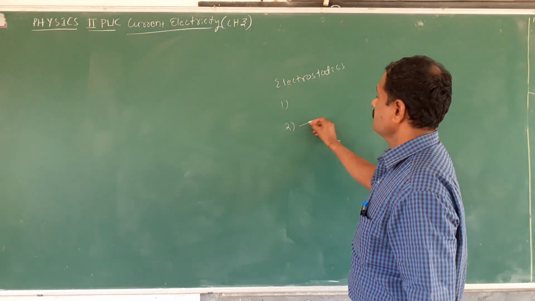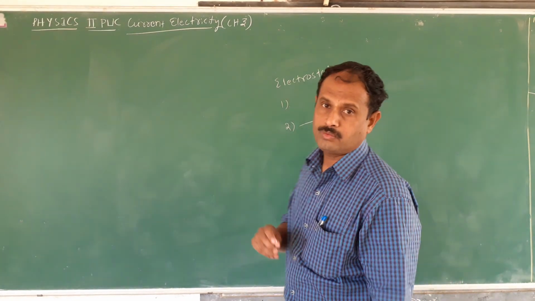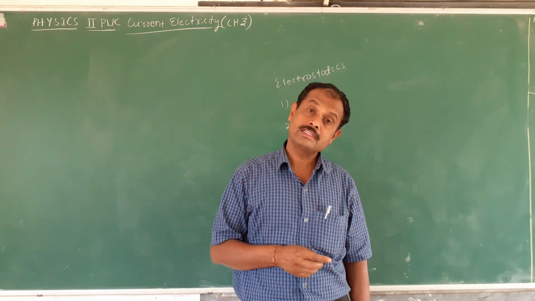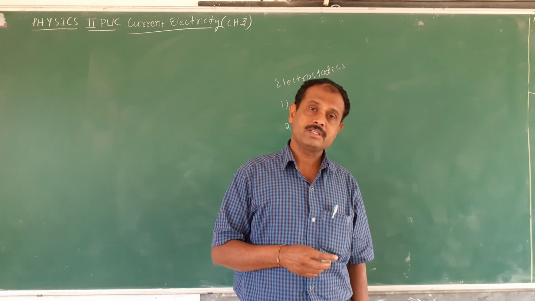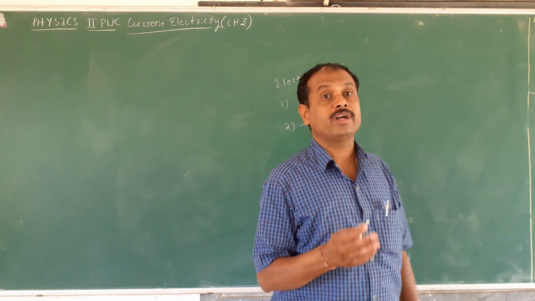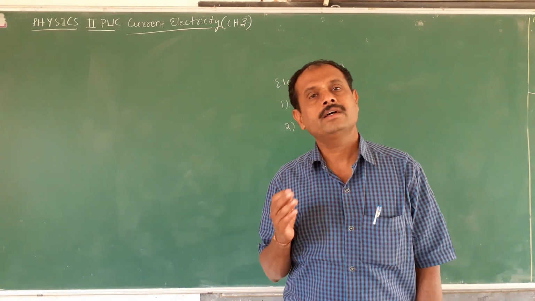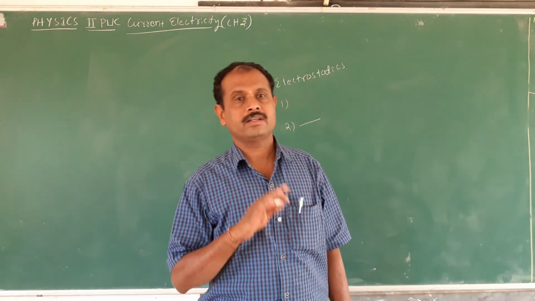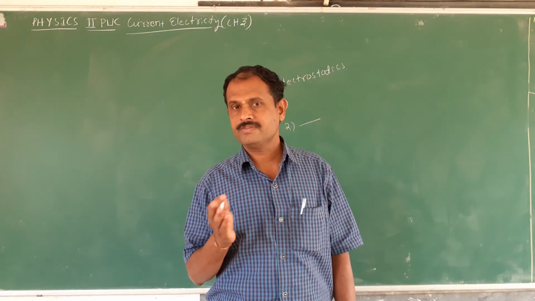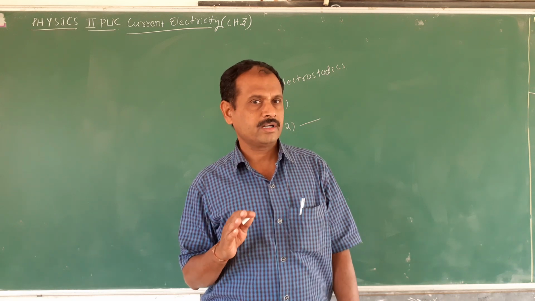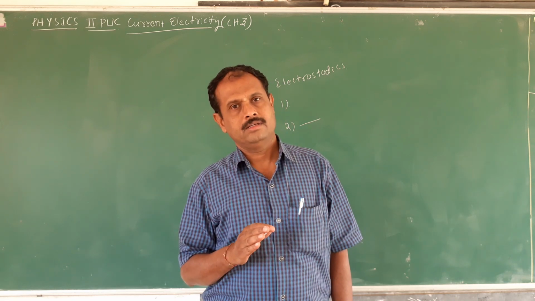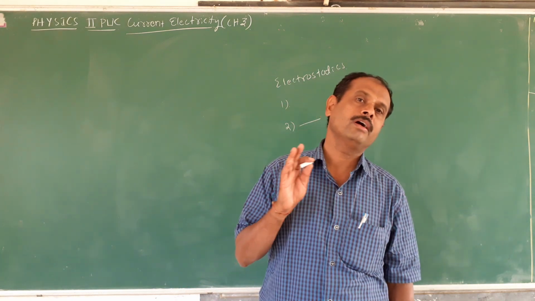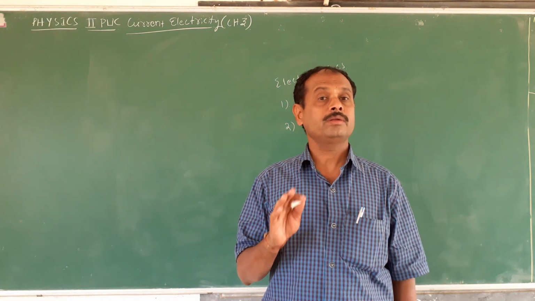And then in the second chapter, you study one very important point, that is electric potential, and one more important point, capacitors. Before going to capacitors, there is capacitance. The SI unit of capacitance is farad. The SI unit of electric potential is volt. The SI unit of charge is coulomb. The SI unit of electric field is newton per coulomb.